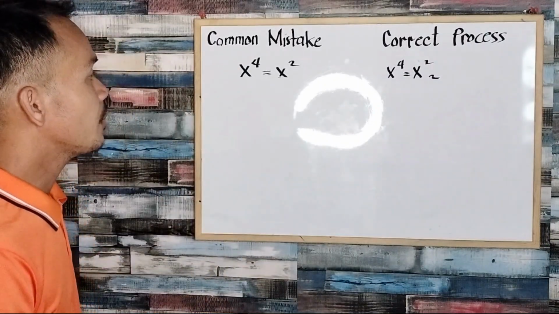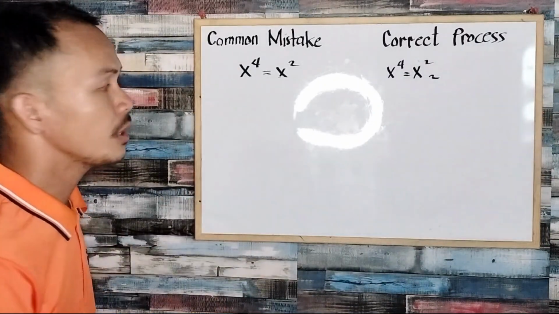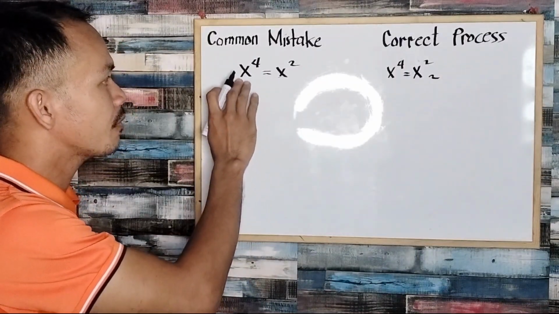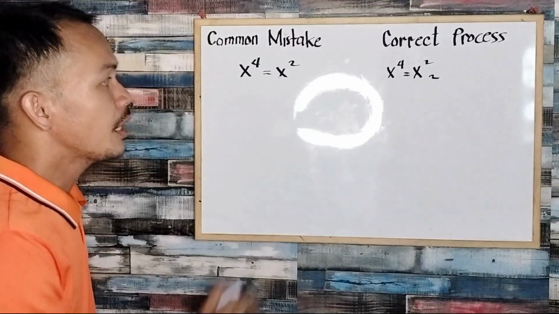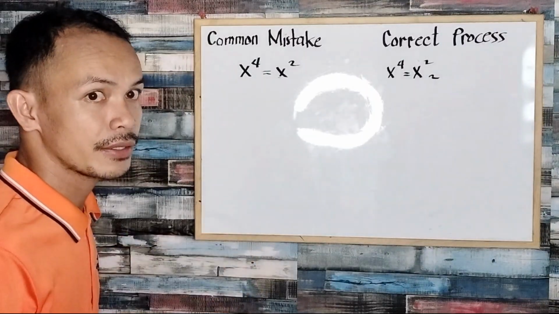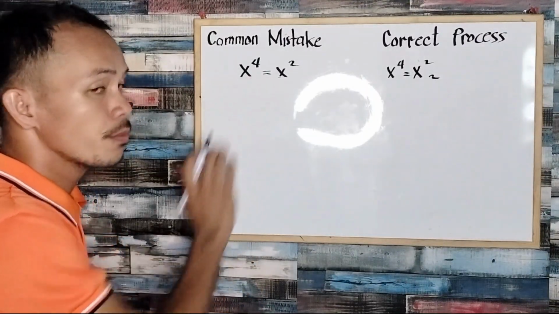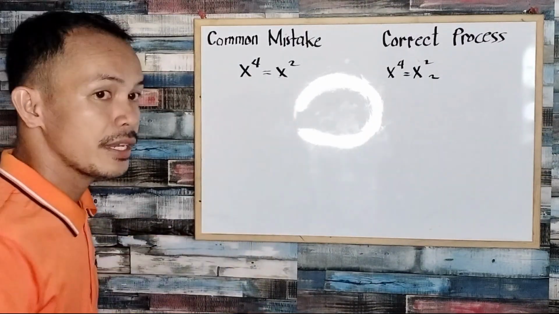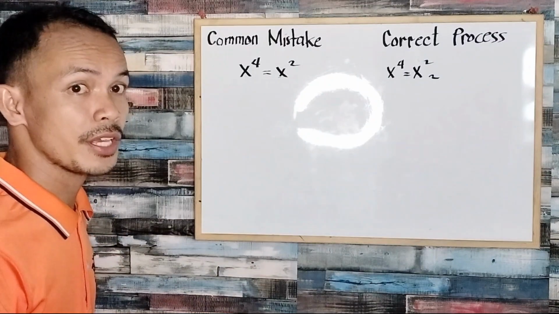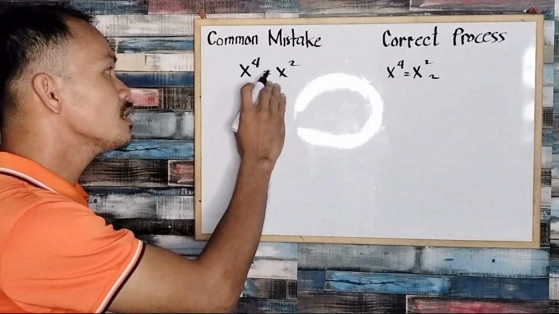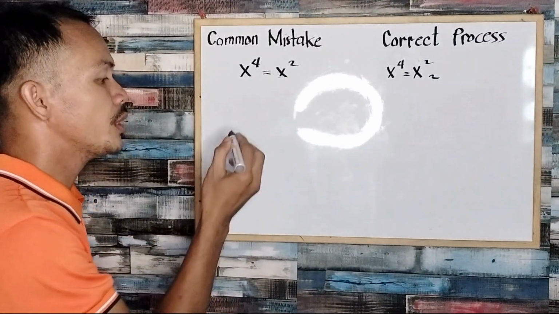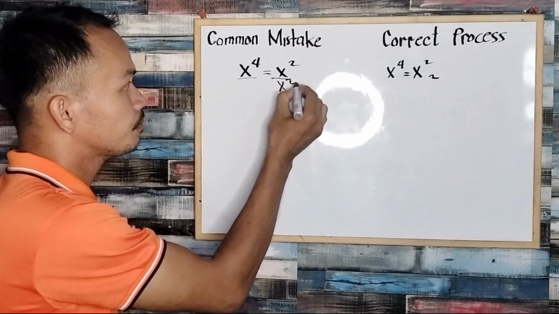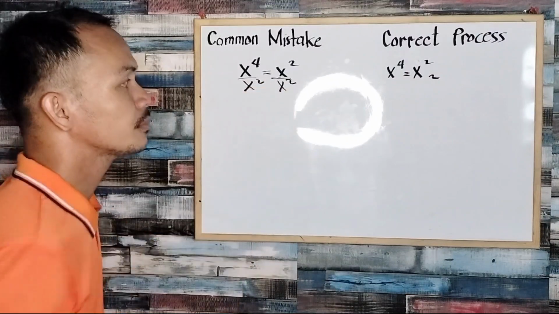Okay? So we have here x to the power of 4 is equal to x squared. We have two terms here. We have a term on the left side and we also have a term on the right side, right? And now if we are going to compare the two terms, the term on the right side has the smaller exponent, and since it has a smaller exponent, we gotta divide both by x squared and x squared here, right?